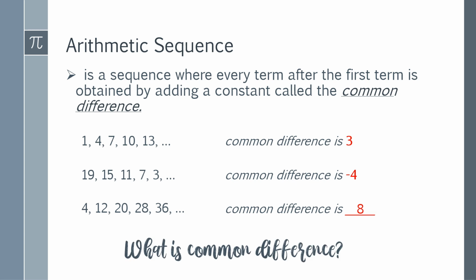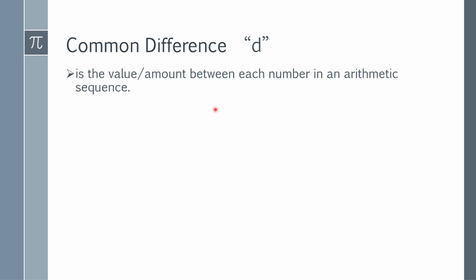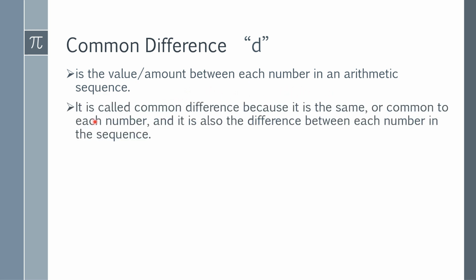But what is common difference? Common difference is usually denoted by letter d. It is the value or amount between each number in an arithmetic sequence. It is called common difference because it is the same or common to each number, and it is also the difference between each number in the sequence.